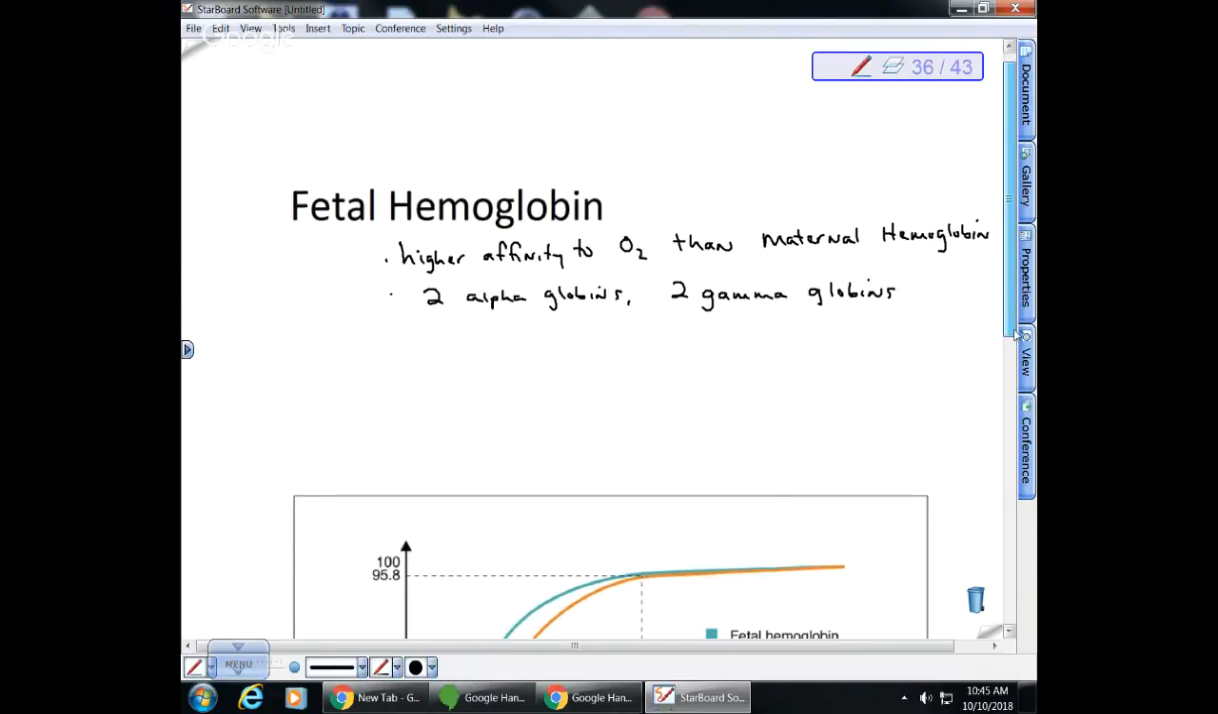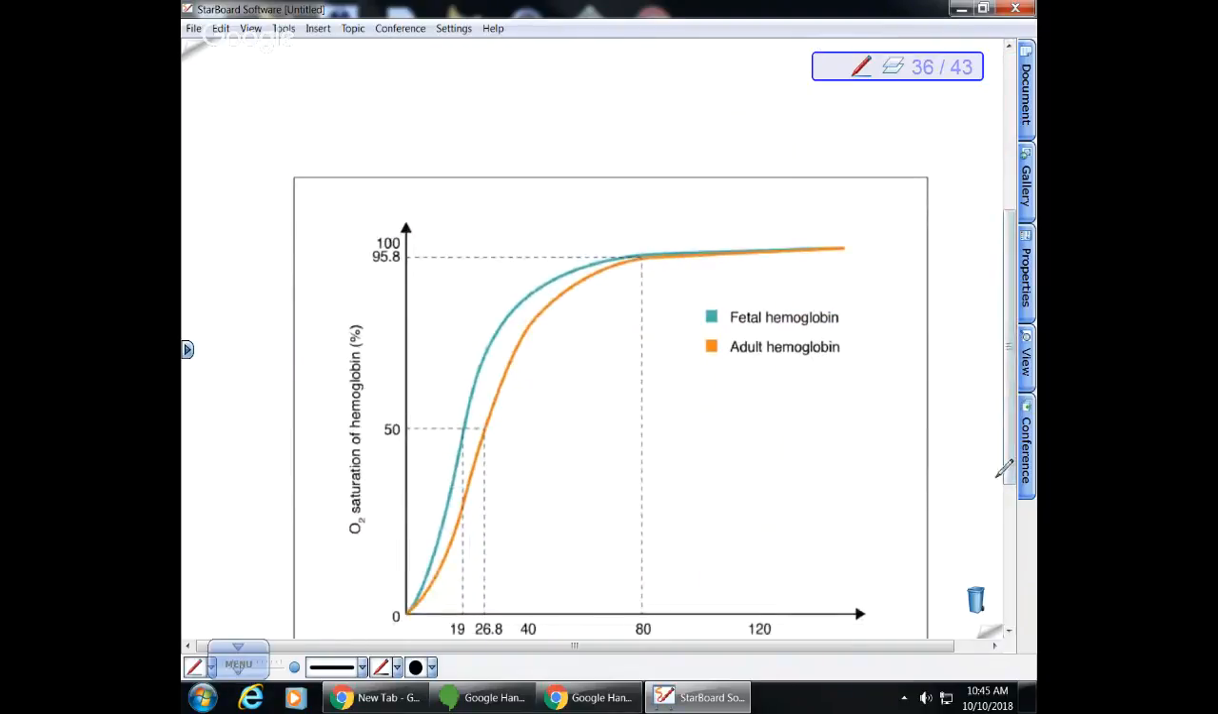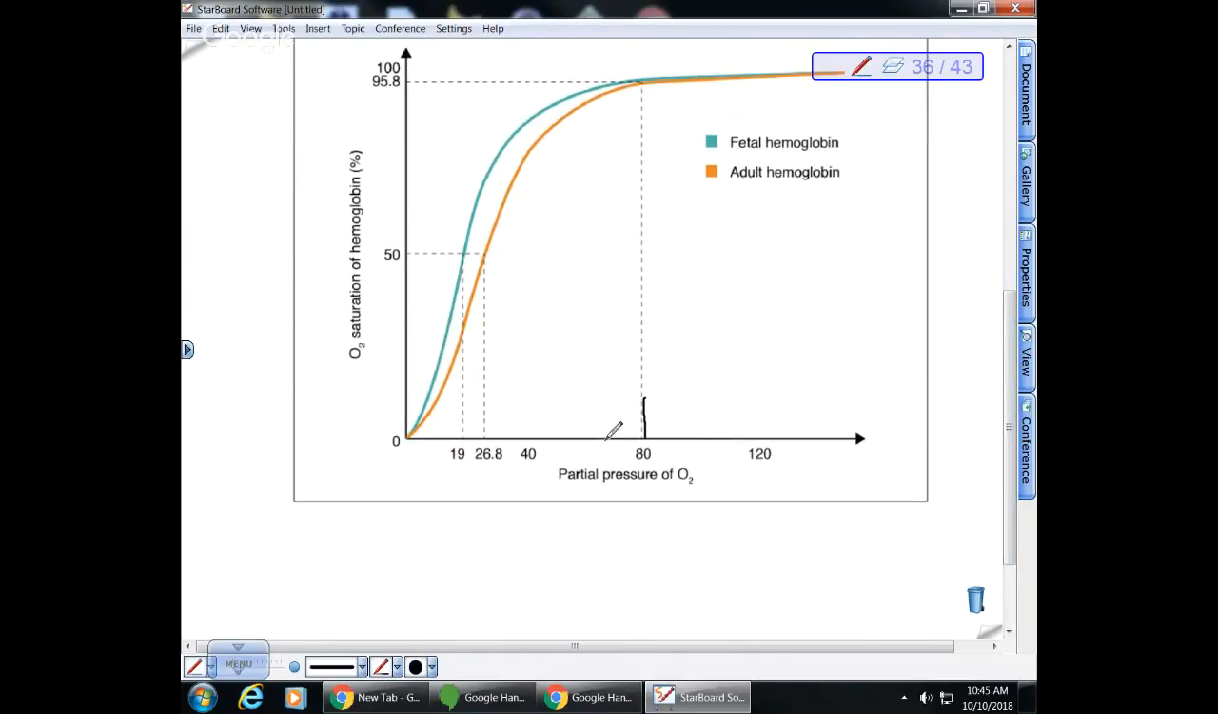So if we look at the diagram of this, we'll see that the adult hemoglobin, after a partial pressure of, let's say, maybe 75, is going to start to release the oxygen, and then the fetal hemoglobin is going to pick it up. So notice that it is going to hold on to it for much longer. Even at the tissue level, the fetal hemoglobin tends to be more saturated than the adult hemoglobin.